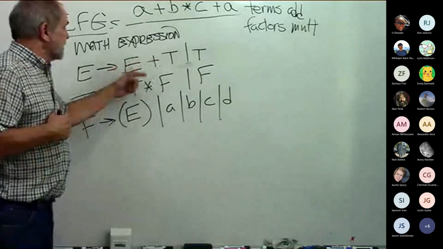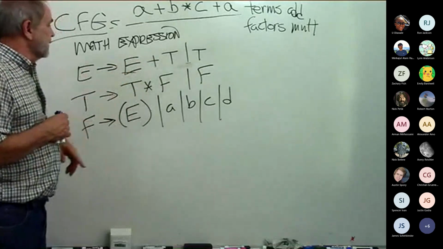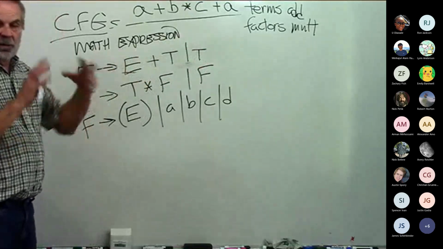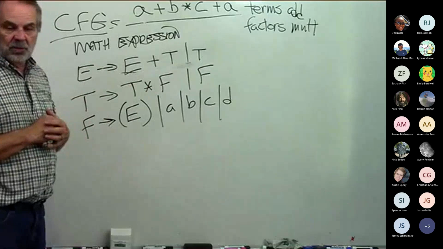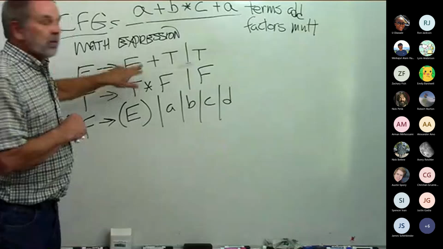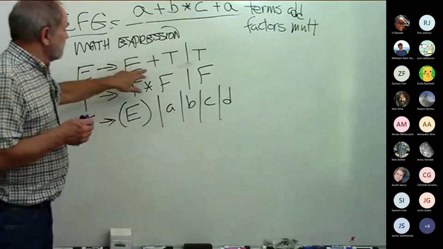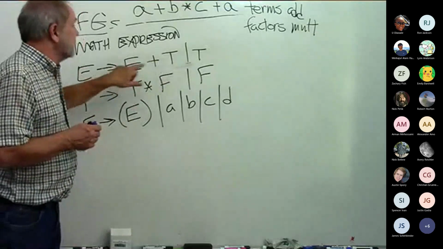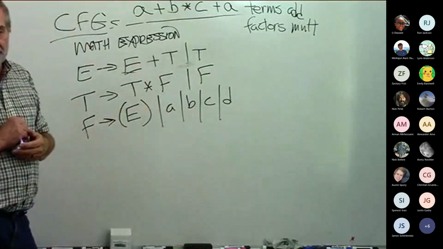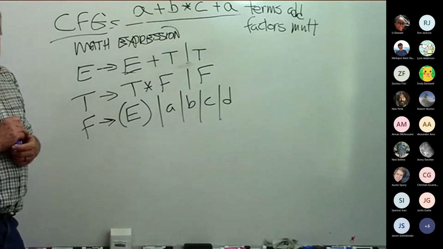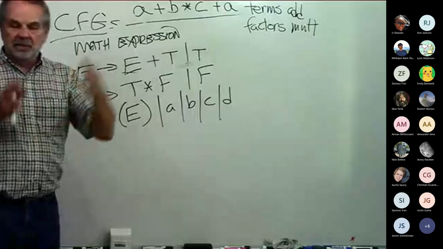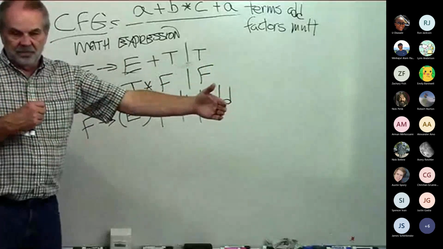So there could be a series. We could see by the E here that we could have a series of plus signs generated with terms in between. Ultimately, if you look, that E is going to either be replaced by a plus sign, or an E with a plus sign and another term, or finally we're going to get rid of that E with a term, a T at the end of all this. So this will generate a series of elements with plus signs in between them.